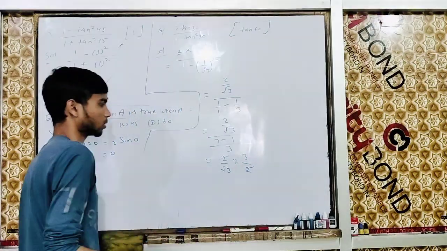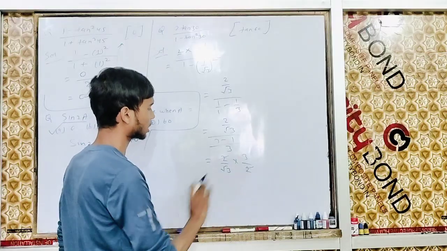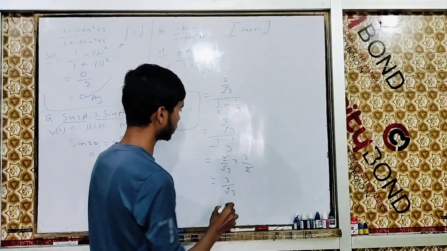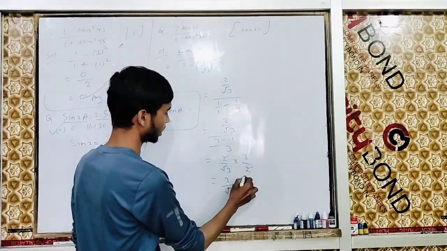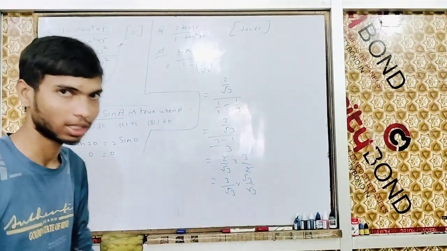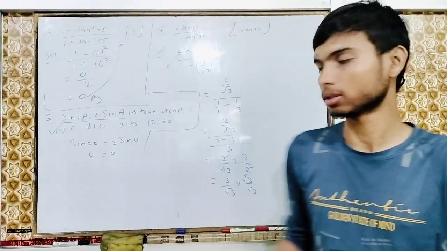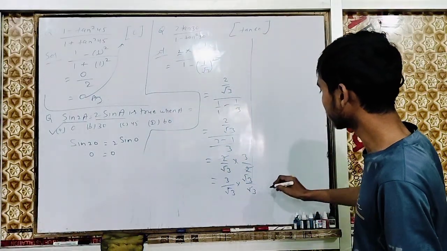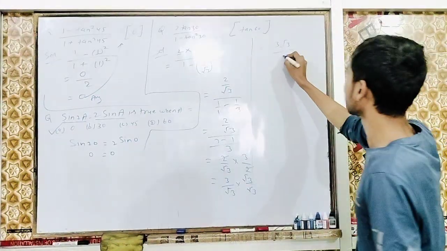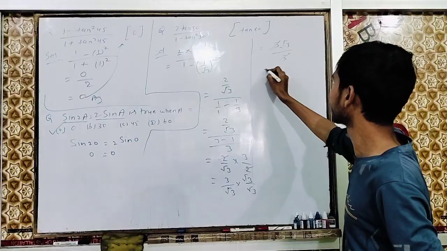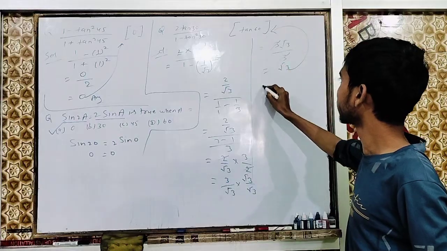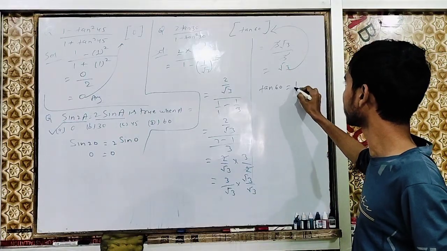In that case 2 is cutting with 2. Both are cutting each other. So finally we got 3 upon root 3. We will rationalize because this root 3 is coming in the denominator. So after rationalization we get 3 root 3 upon 9, which comes as 3, so this will cut this. Finally we have root 3, which is nothing but the value of tan 60. The value of tan 60 is root 3.